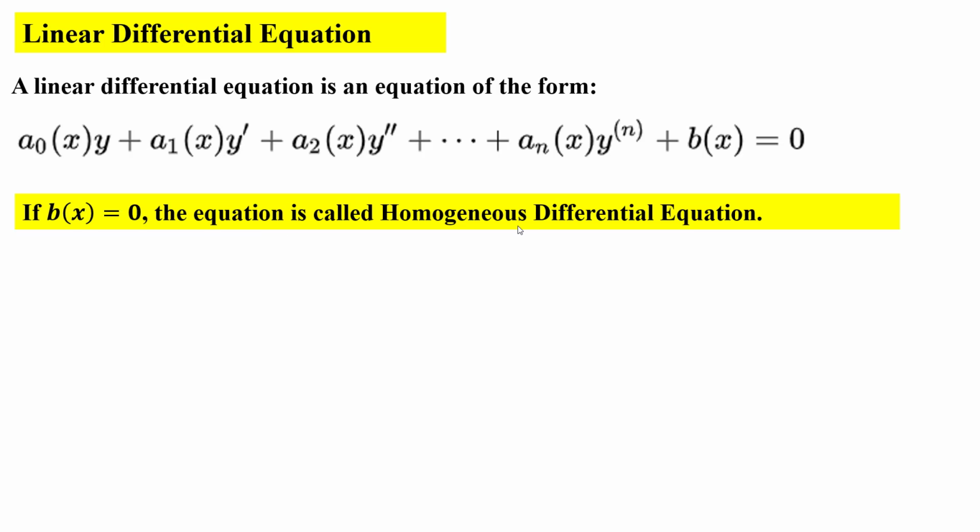If b of x is 0, if there's no function of x by itself, the equation is called homogeneous. Homogeneous differential equation. So that plus b of x term also makes it a little bit trickier to solve.